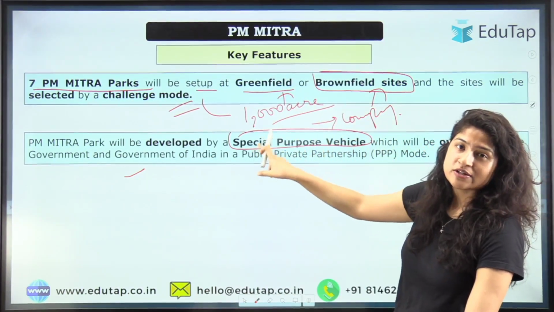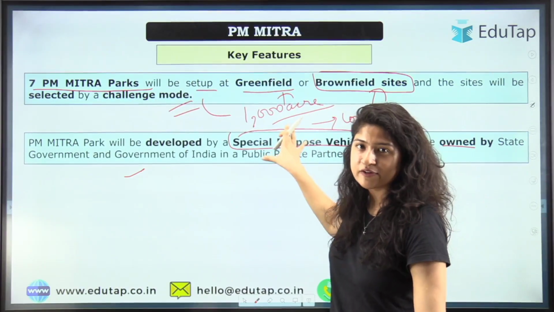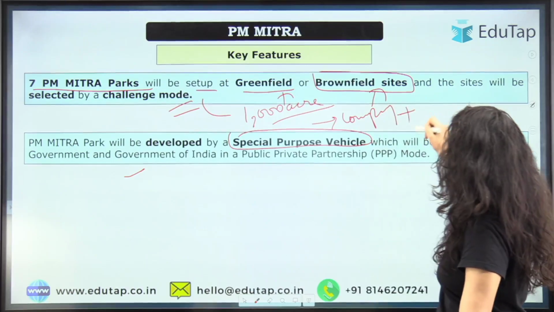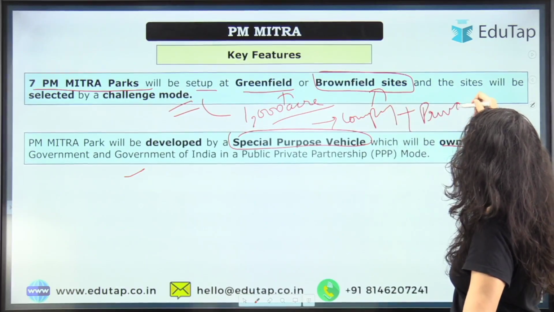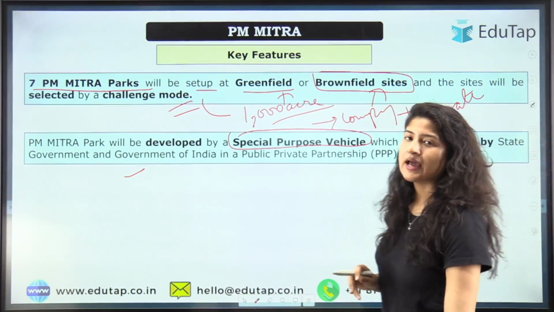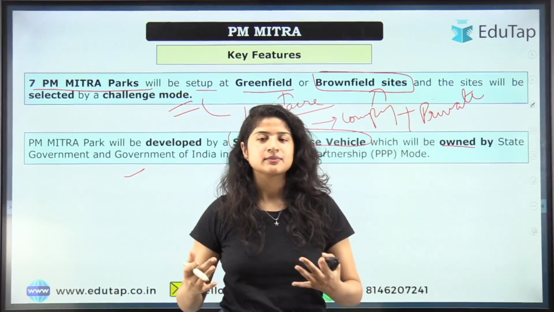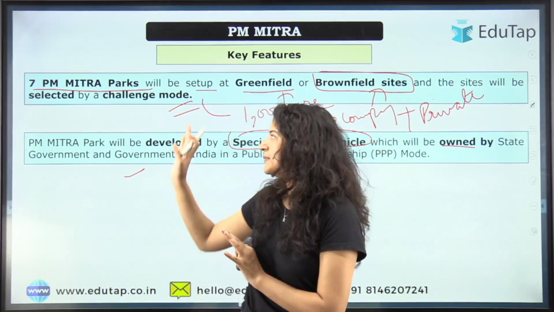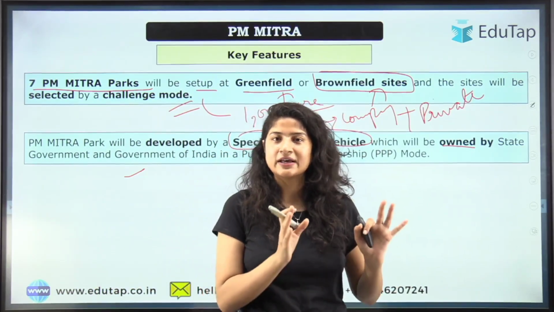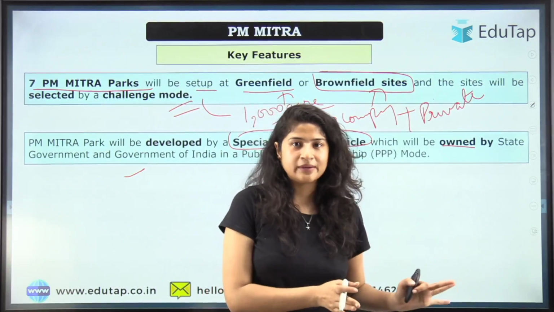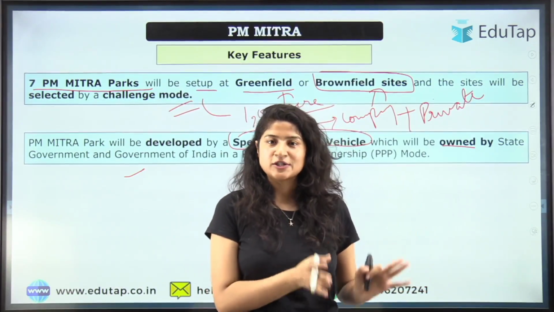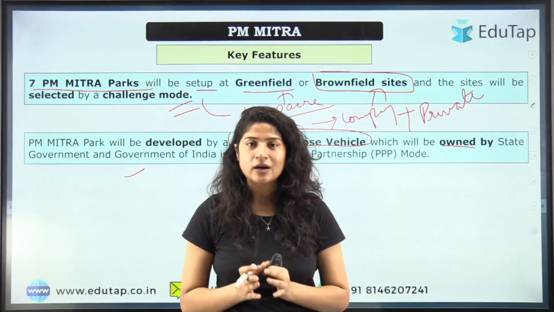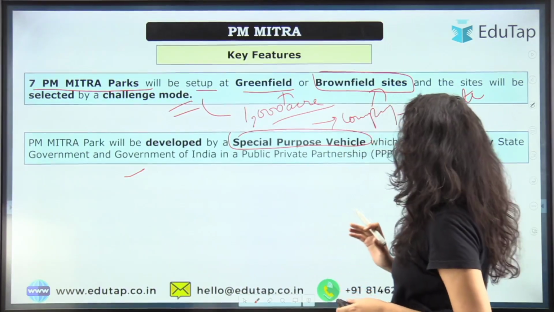Now this special purpose vehicle will not only focus on making these parks, but in association with a private company it will perform the function. What does it mean? Just keep it like this: government along with the private players will take care of PM MITRA parks. Now on the government side we have seen that they will make a company, right? They'll form a company, a special purpose vehicle, and then along with a private company, they would come together and work for this PM MITRA, okay?